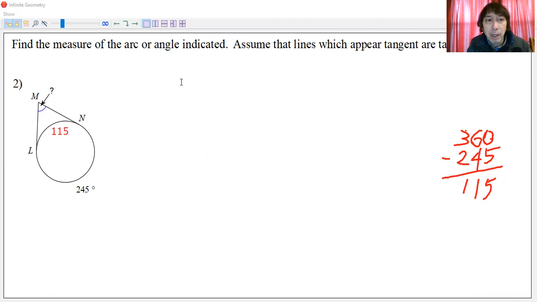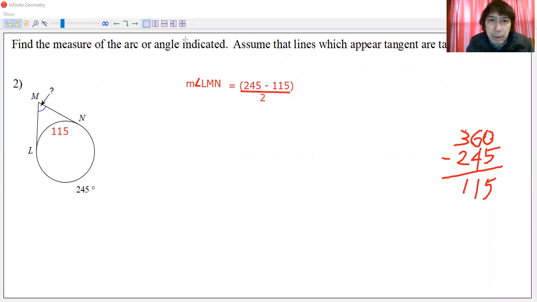So the bigger arc, here's our working equation. We're looking for the angle LMN. So this will now be the measure of the angle LMN. We put the symbol angle there. And this is equal to the formula: the bigger arc 245 minus the smaller arc 115, divided by 2. We shall divide this by 2. And that's it.